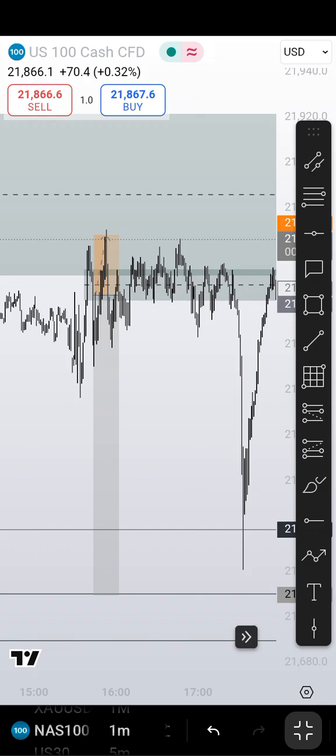Yesterday I closed 130 pips, meaning for the week we are still up 100 pips, still profitable, and we'll see how the model performs tomorrow as well.